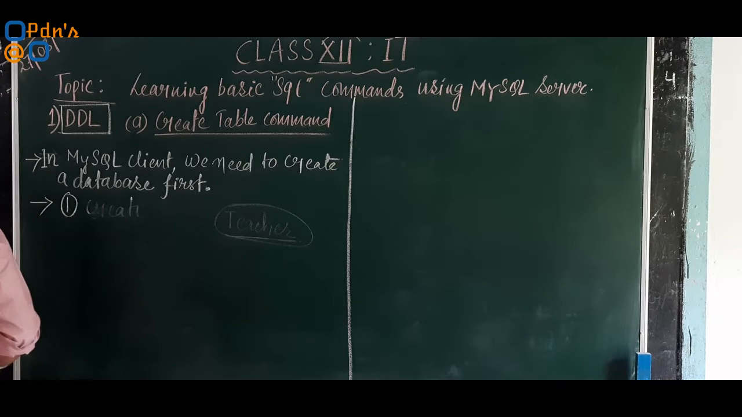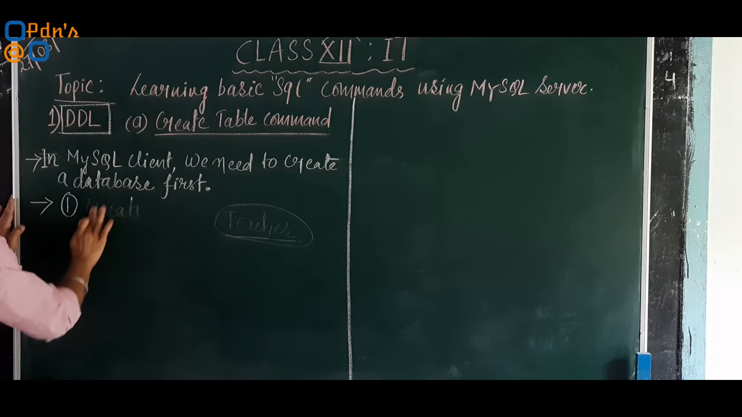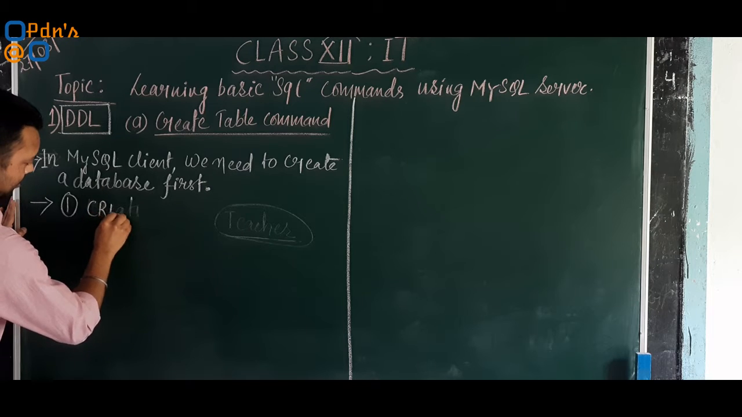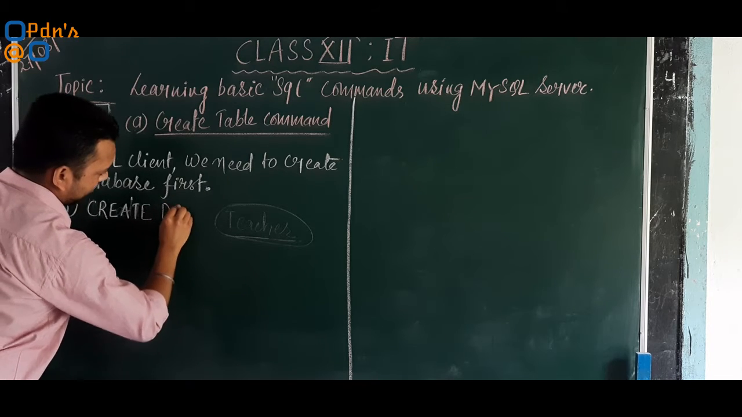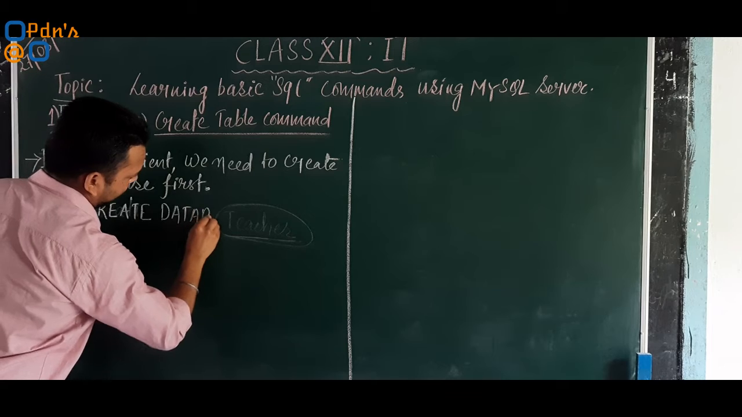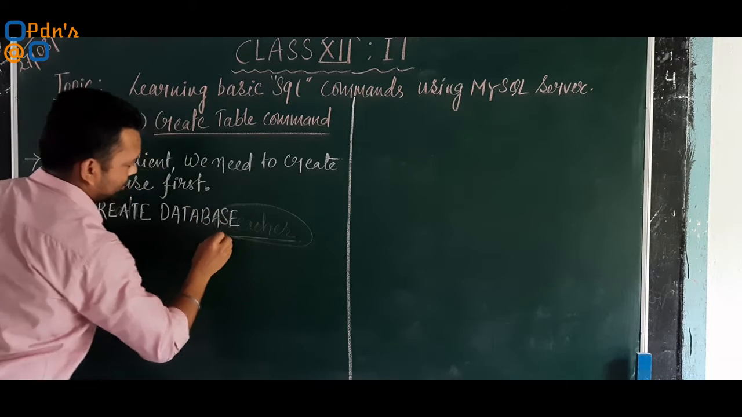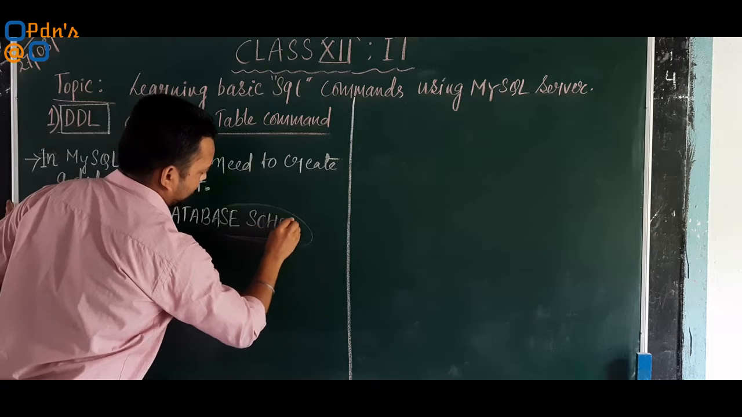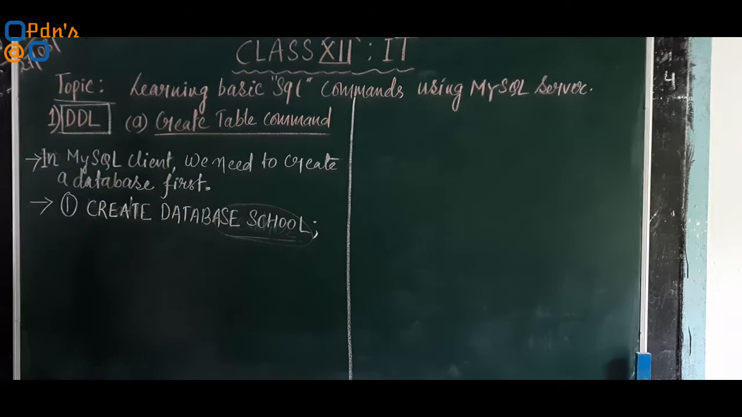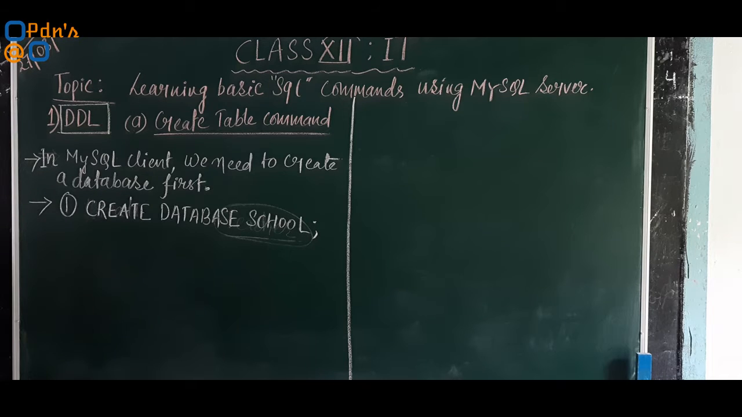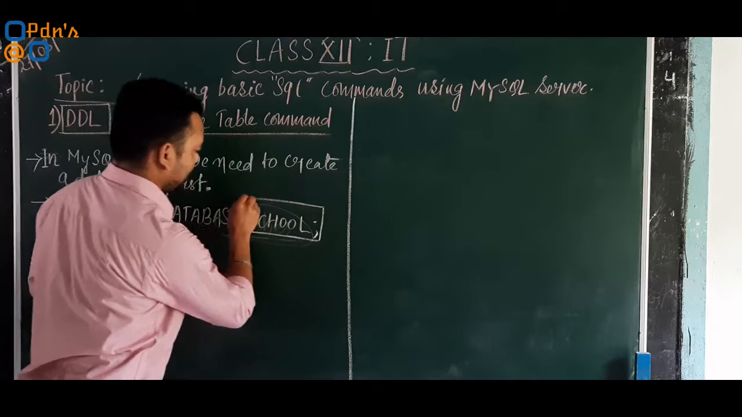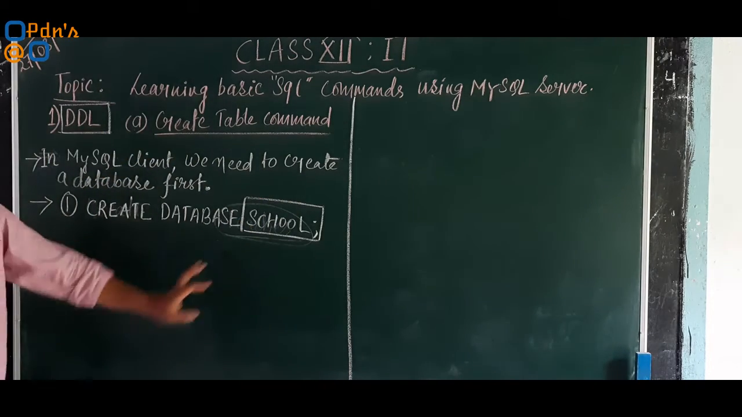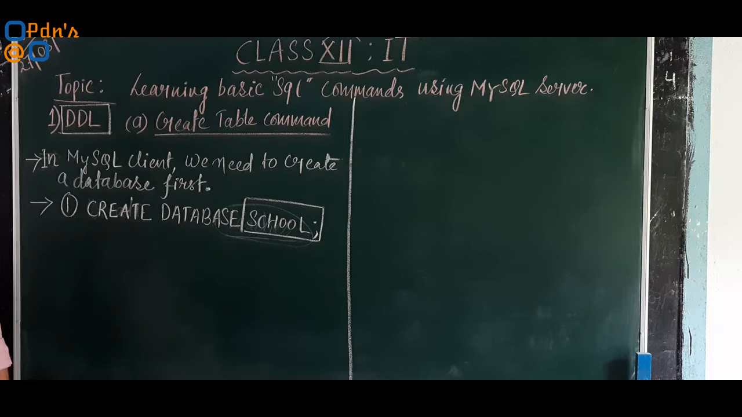Then what is the command for the same? Create database school, followed by the semicolon symbol. Once we execute it, a database with the name school will be generated inside our MySQL client.